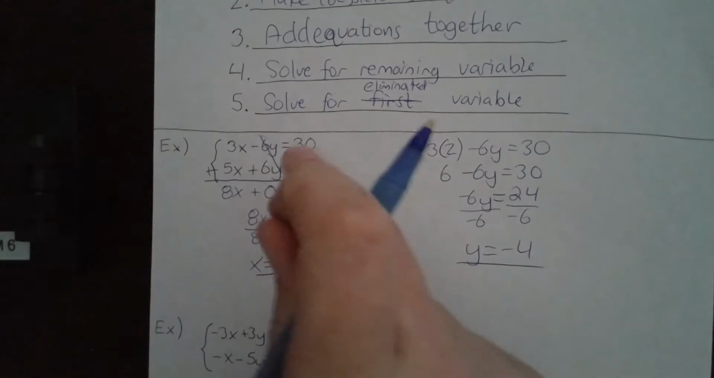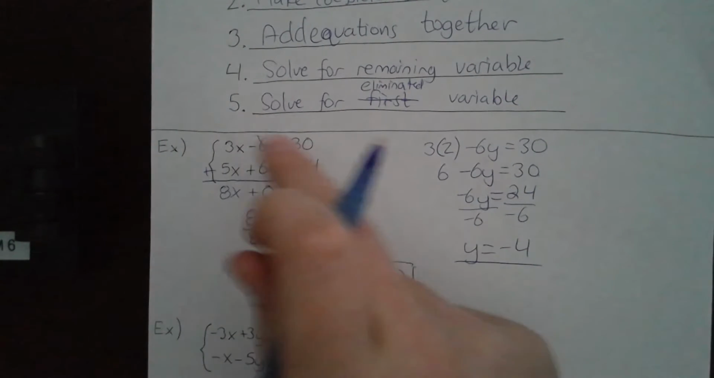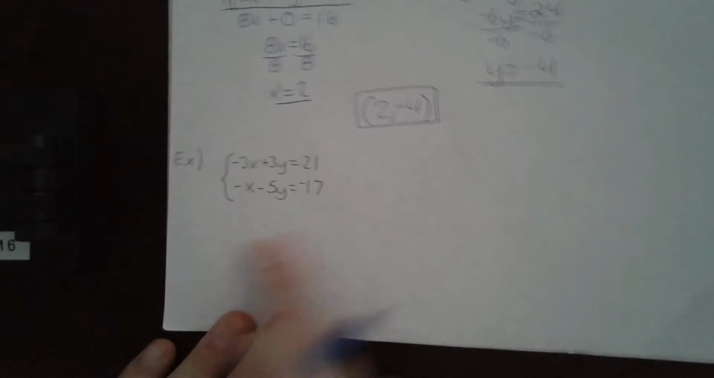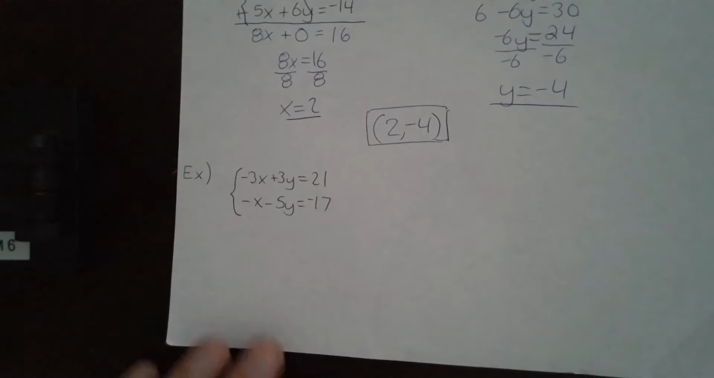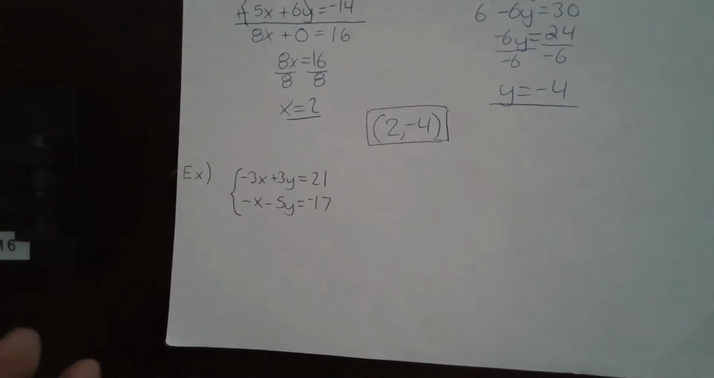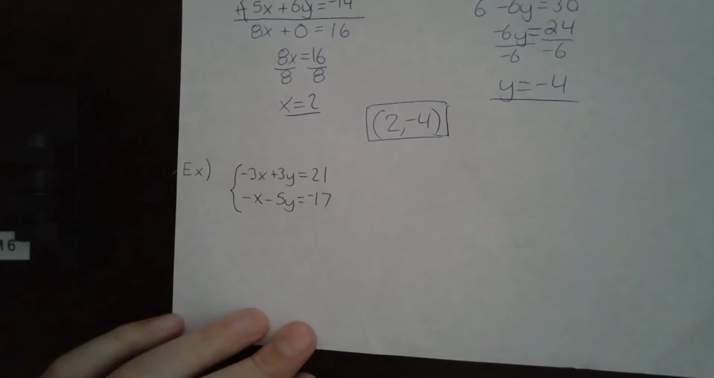But steps 1 and 2 were already done for us because we had negative 6y, positive 6y. Now we're actually going to have to make that happen down here. We have to do steps 1 and 2. Which one are we going to eliminate here? One of these is actually a better option than the other. I think we're going to do x. Let's eliminate x. Because remember, we have to make our coefficients equal and opposite.